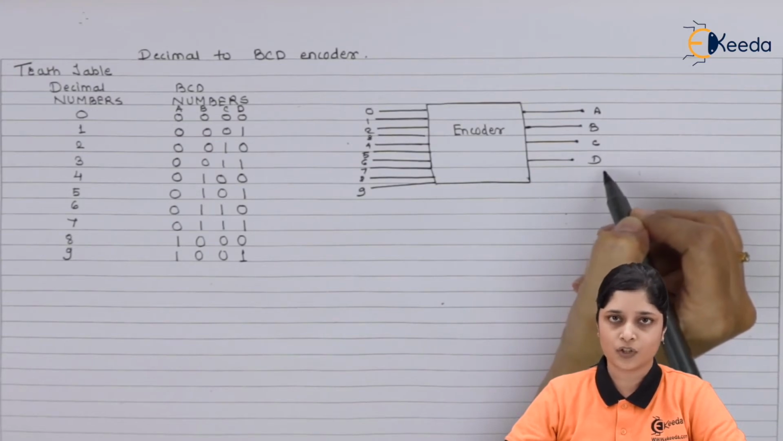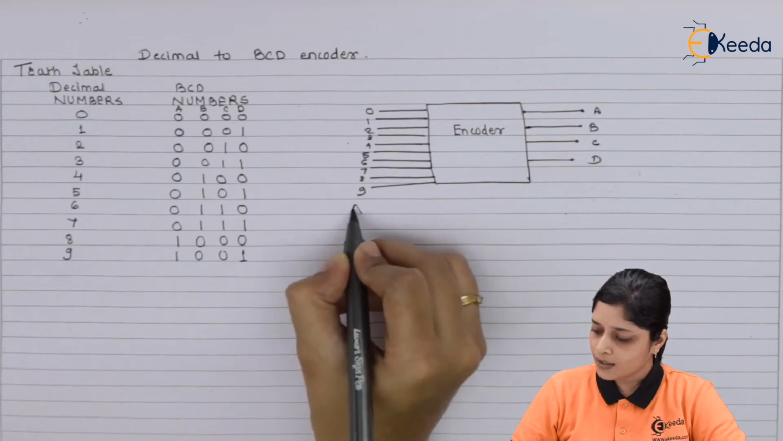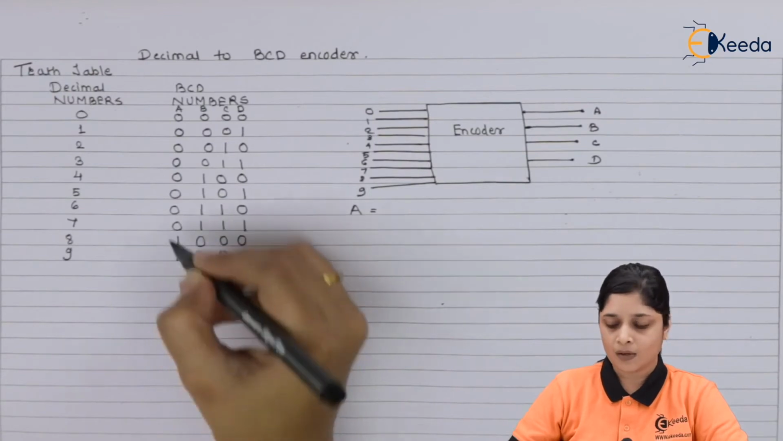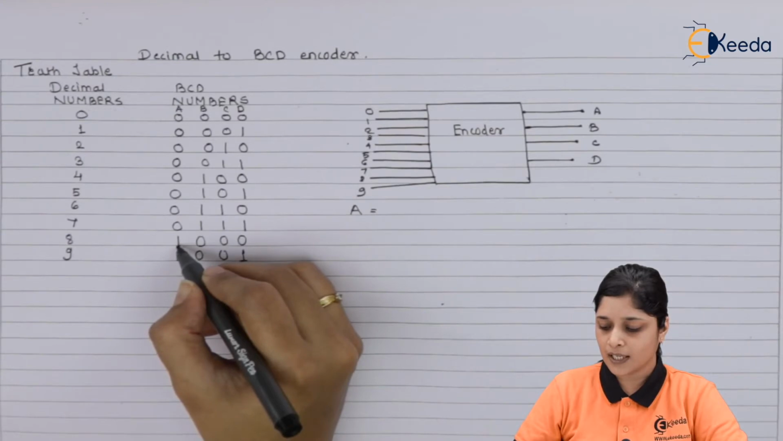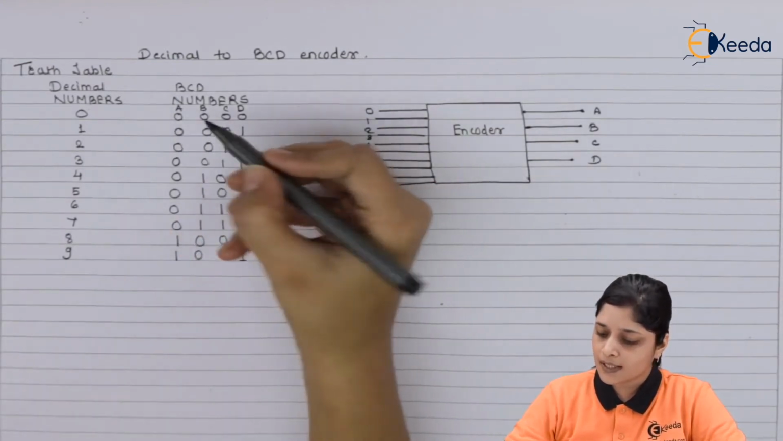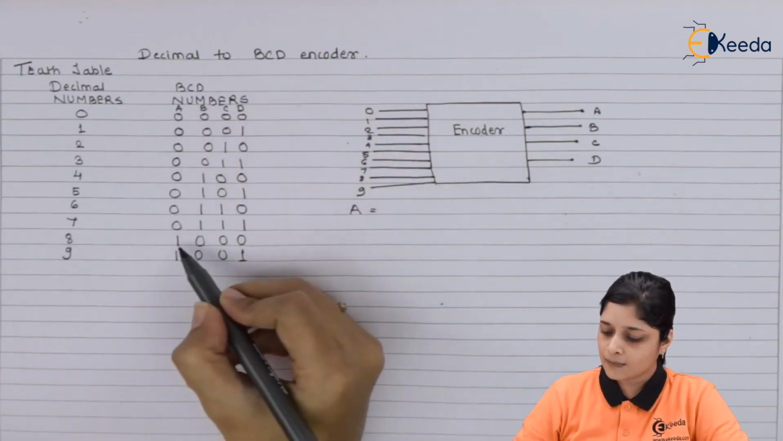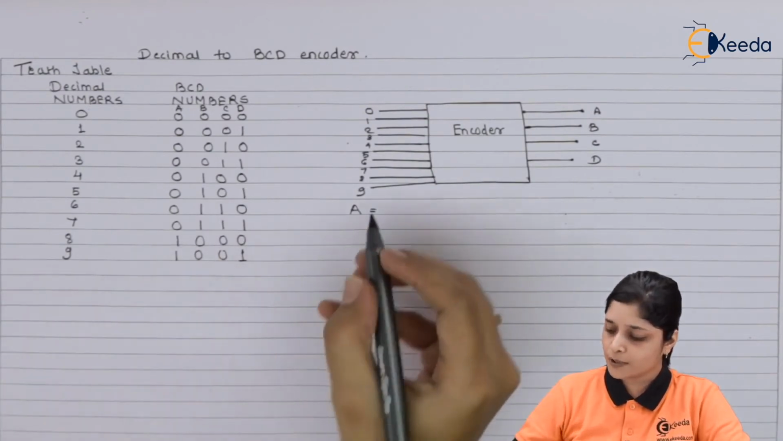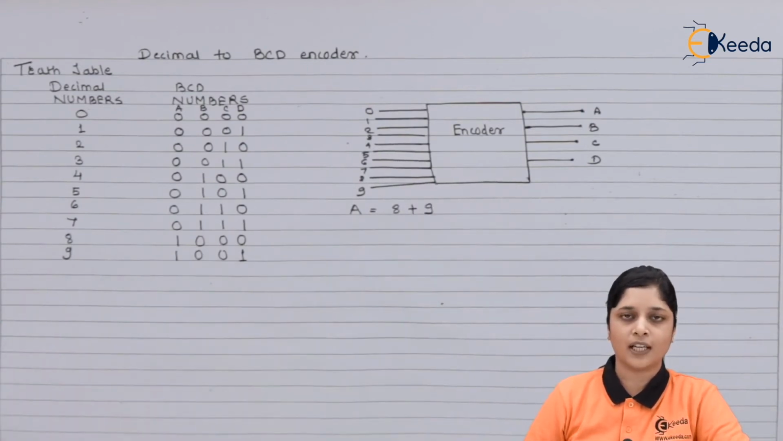Now how to get the equations for designing the encoders? So we will write down for A. You have to see this table of A, or you can say the column of A. It is what? Input 8 and 9. So if you consider this column A, it has logic 1 only for 8 and 9. So the expression will become 8 plus 9 for A.